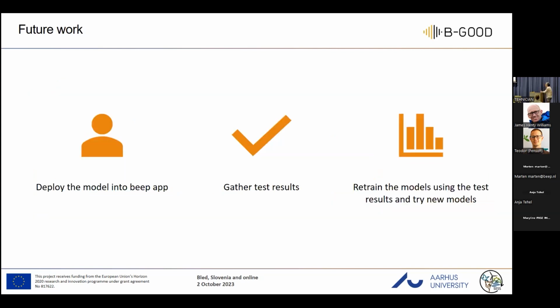And here's the future work. I talked to a team. I transferred the first model to BIP, and then they can deploy this to their app. Then we can test the results, and based on these results, we can always retrain the model. As I said before, one reason we chose a machine learning method is that we can always improve the performance when we have new data. Thank you.